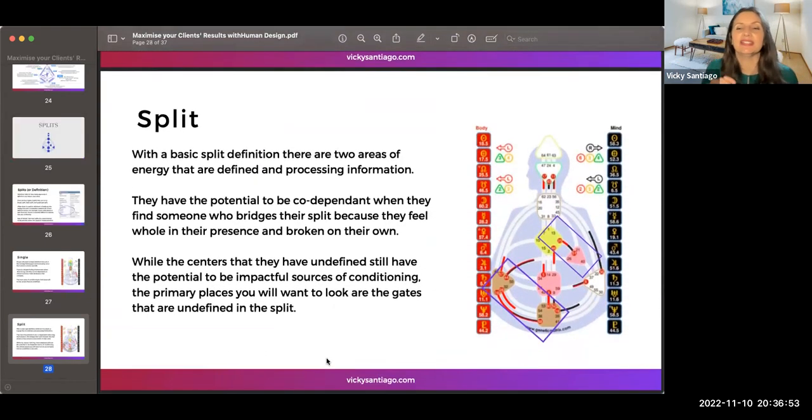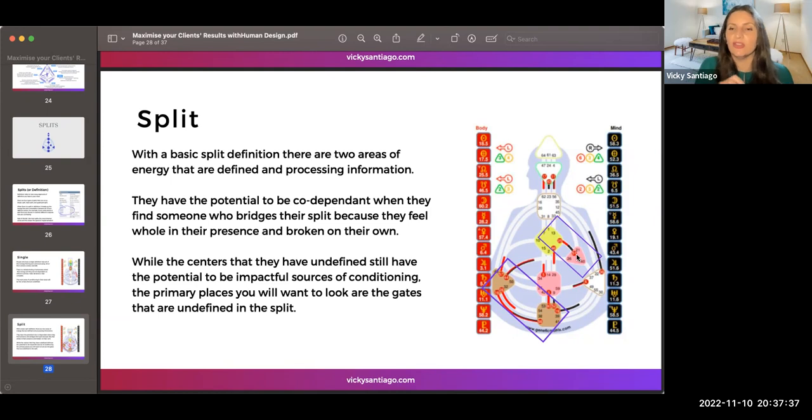All right, somebody who is a split definition means that there's a split in between them. So there's two segments that aren't fully talking to each other. So somebody with a split has the potential to be codependent when they find someone who bridges their split. So bridging the split is what Justine does for me, right? So bridging this split here in this case would be having gate 26. So what that would mean is it's going to color this one in when they're together, which means that suddenly these three centers are all now talking to each other nicely. Does that make sense? Yeah, cool.